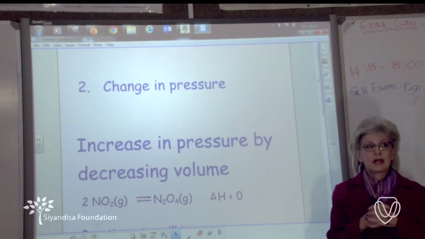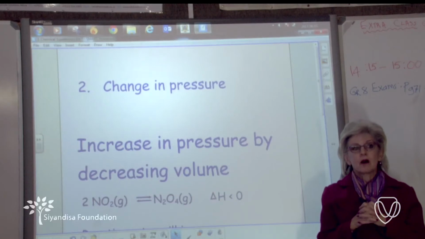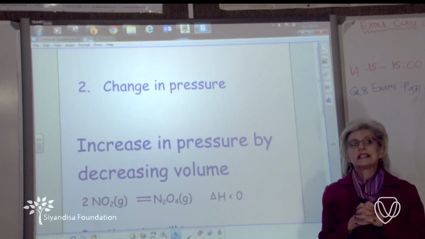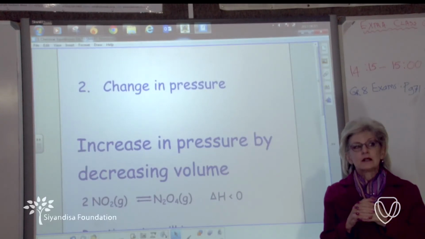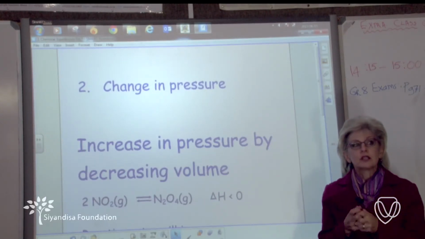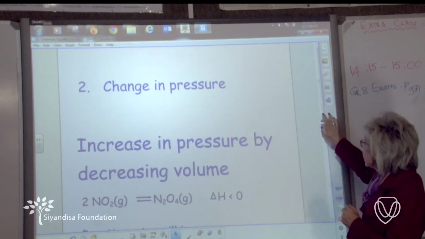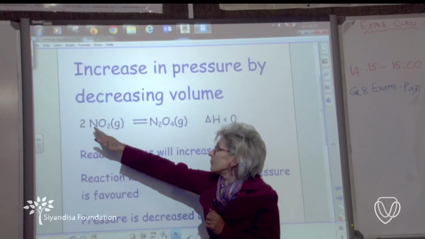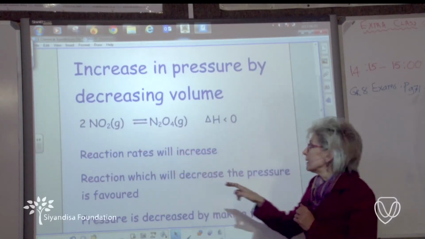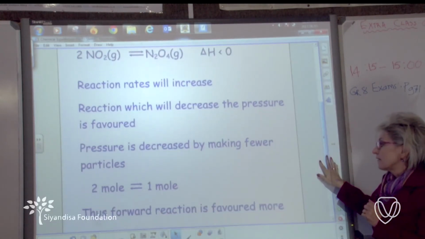Now, how will the system do that? When we discuss an increase in pressure, we discuss the number of particles. So if you want to decrease the pressure, it means you need fewer molecules. And to determine which reaction goes along with fewer molecules, you need to look at your equilibrium reaction and at the balancing numbers. So in our balanced equation, we've got 2 mole being in equilibrium with 1 mole. And that then means that the forward reaction is favored more.